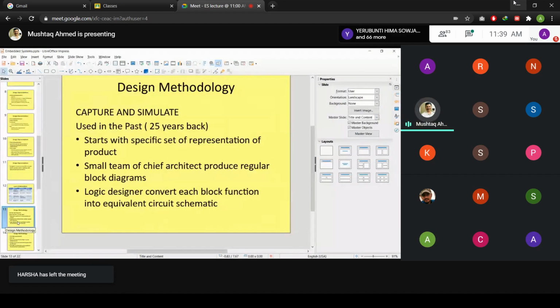Okay, so there are the two ways of this design methodology.